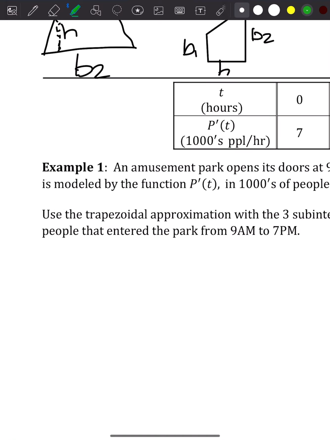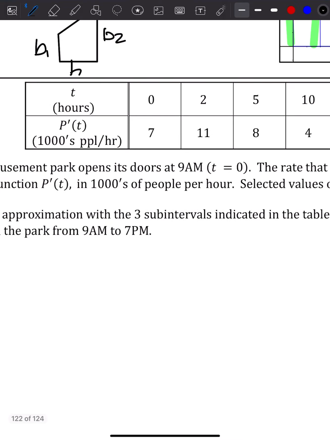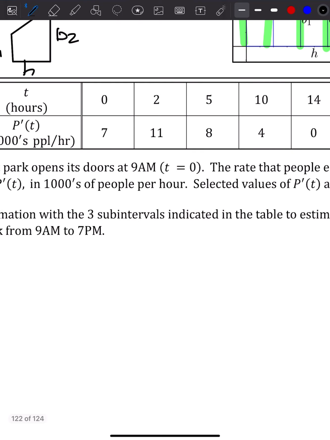So, just like all the other ones, we can use a letter to tell us what we're doing here. Because it's trapezoidal rule, we're going to use T as our letter and then S sub 3. So, trapezoidal rule with 3 subintervals. So, 9 a.m. until 7. We have 9 to 12 is 3 hours, and then noon to 7 is another 7 hours.